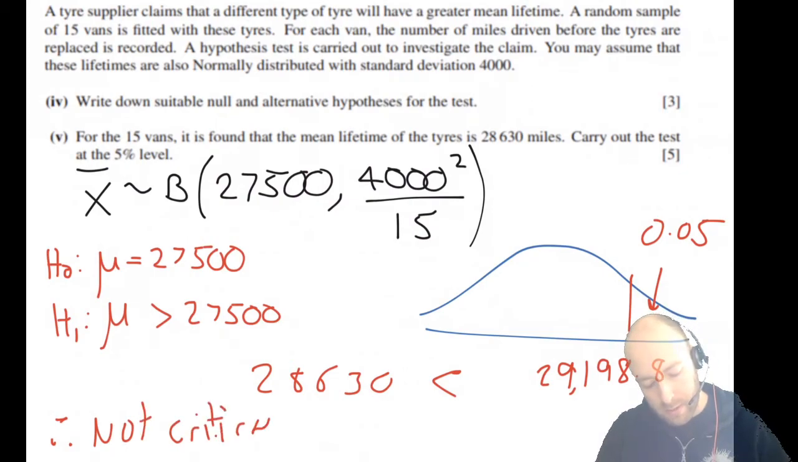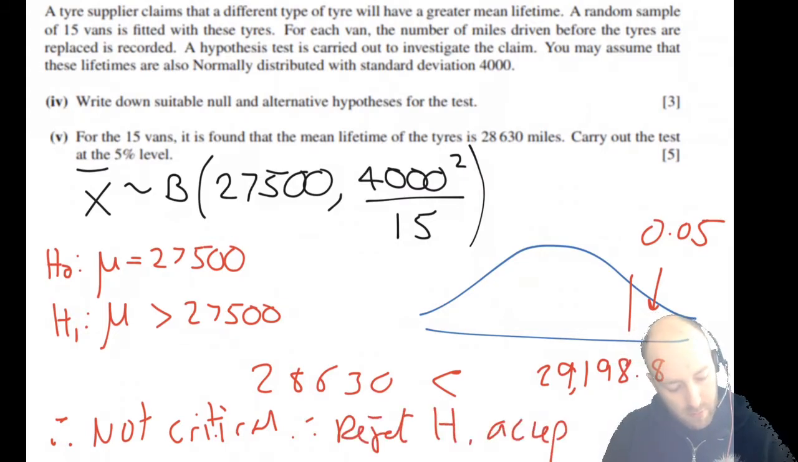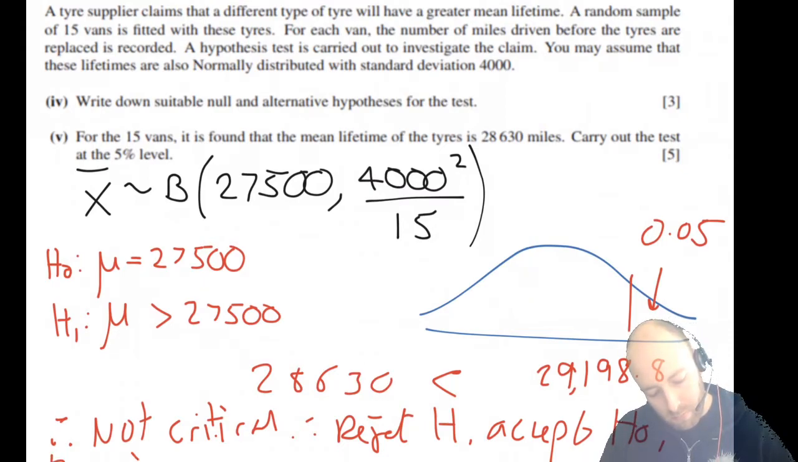Therefore, reject H1, accept H0. There is no evidence the tires are better.